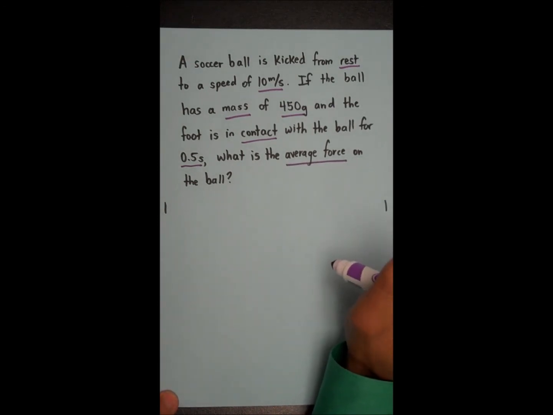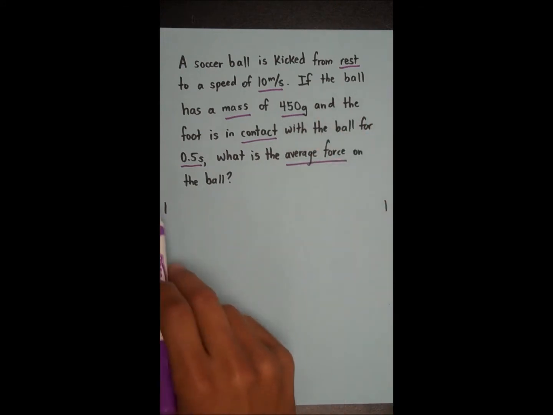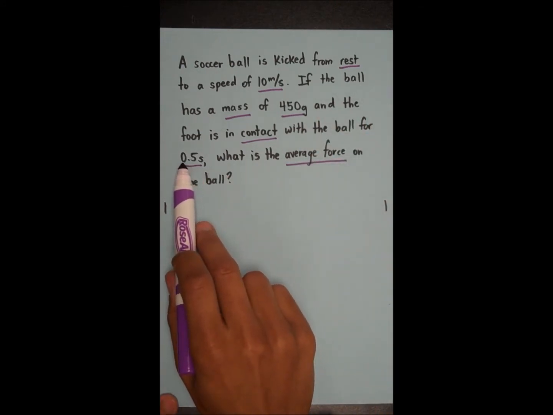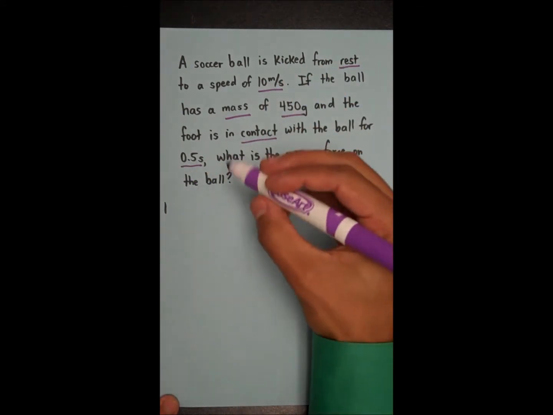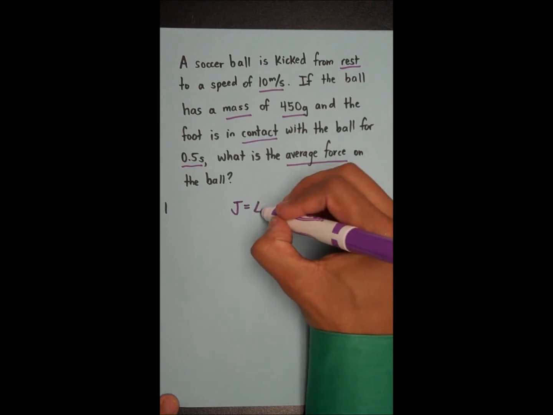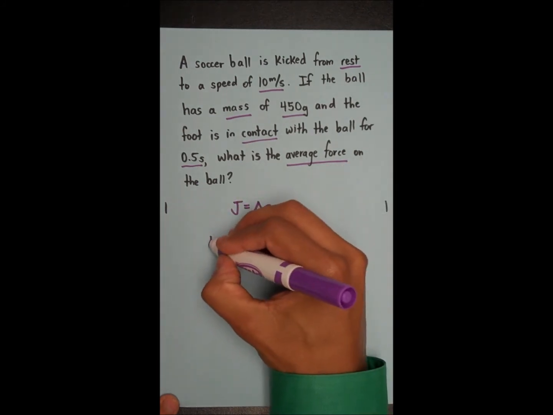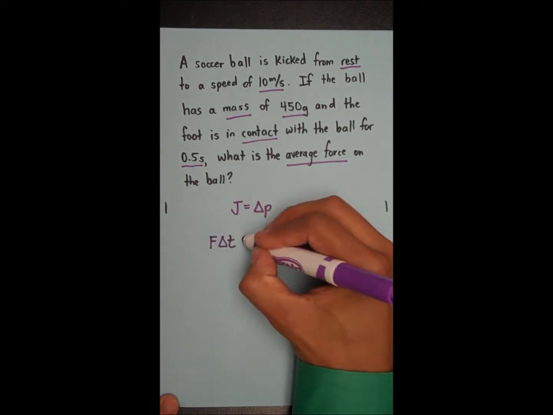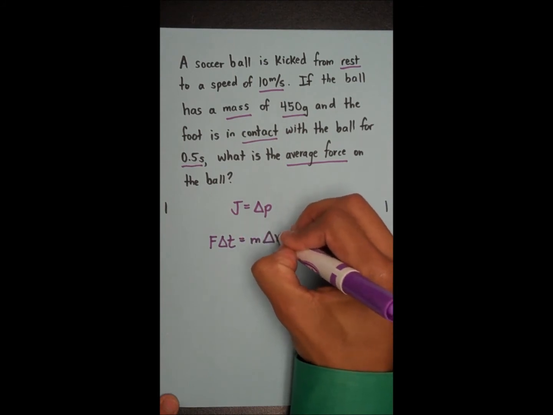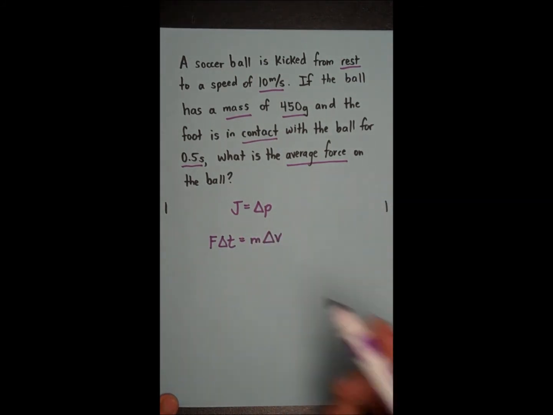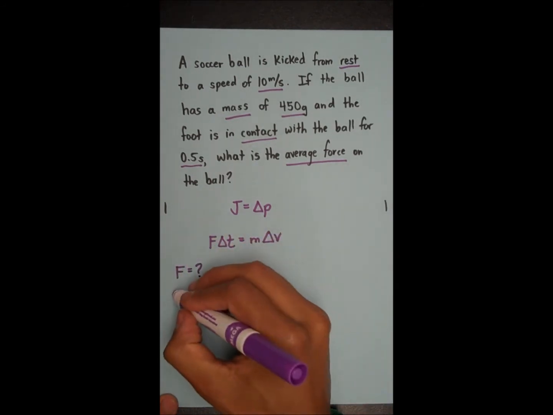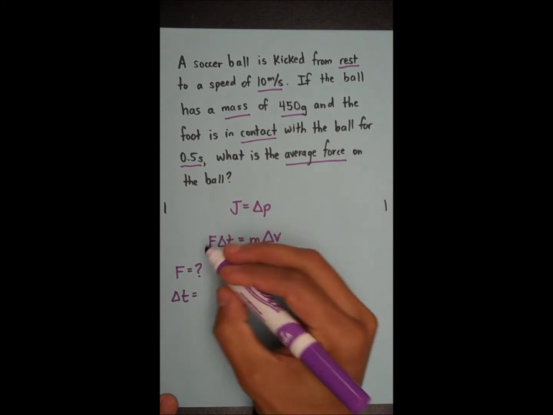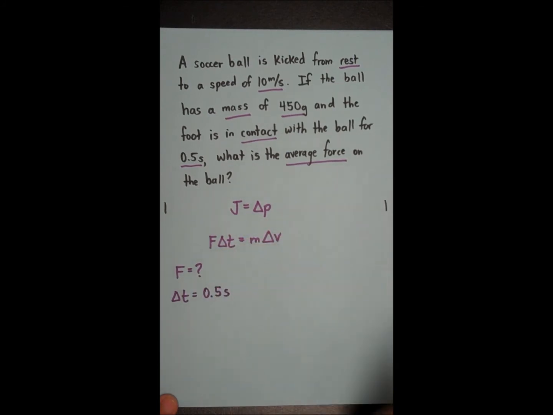In this case, we would use the Impulse-Momentum Theorem to attempt to solve this, because we know that some force is applied over some period of time to some massed object to change its velocity. So I know that there's going to be some impulse to change some momentum. So I can say that F delta t is m delta v. Well, I don't know my contact force. I know that the time is 0.5 seconds.